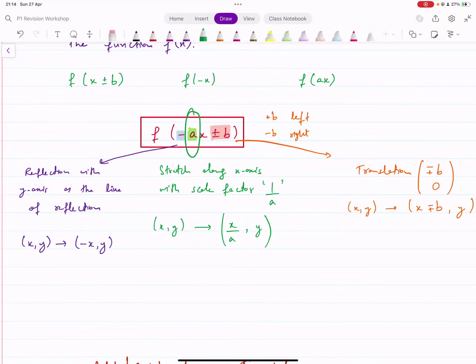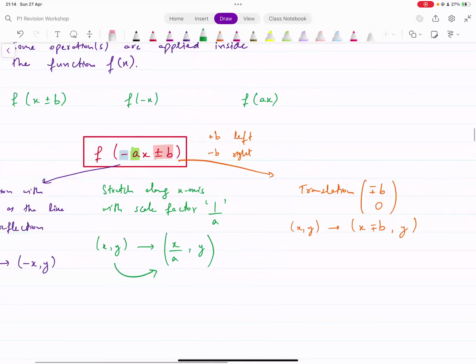It's a horizontal reflection. So the x coordinate changes, x becomes minus x, y remains the same. When you multiply by a number, that's a horizontal stretch, or you can say a stretch along the x-axis with scale factor the reciprocal of this number. In horizontal transformations, things work a bit counterintuitively. When you multiply by a number, it's basically a compression. So the scale factor of the stretch is going to be the reciprocal of that, 1 over a. So what happens to the coordinates? If the original coordinate was x, y, it becomes x over a. X is divided by that scale factor.